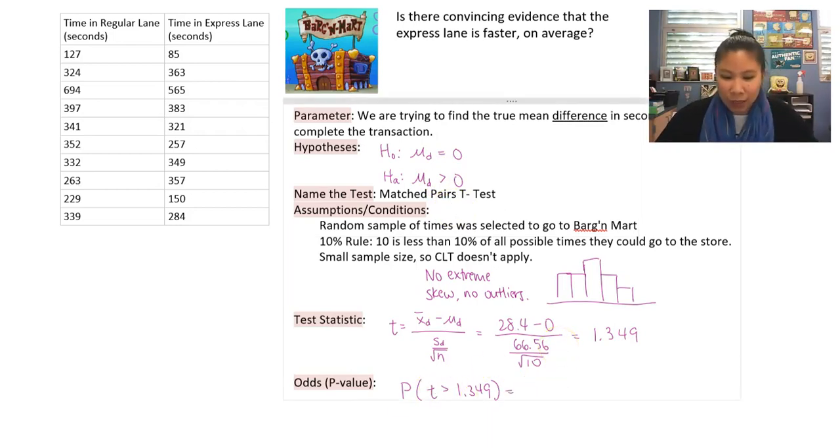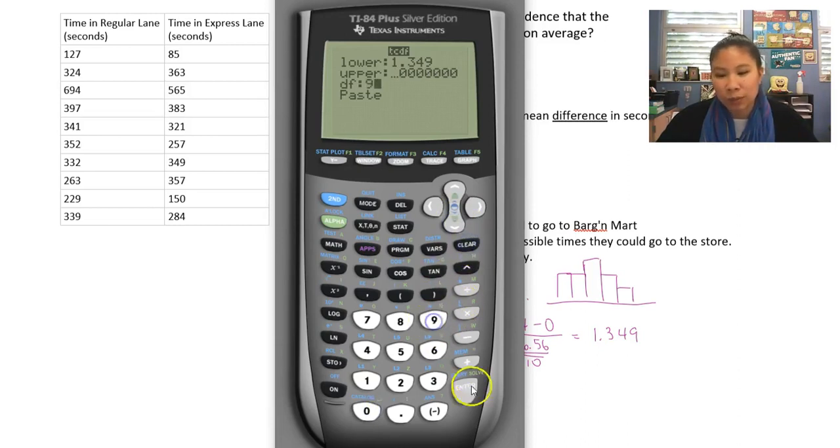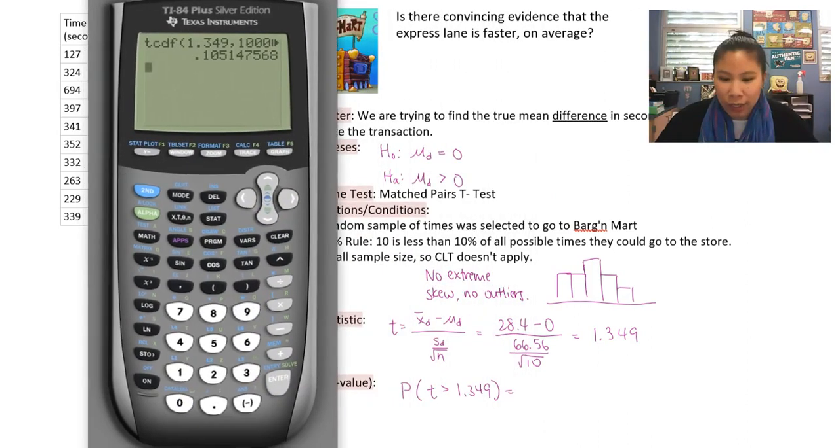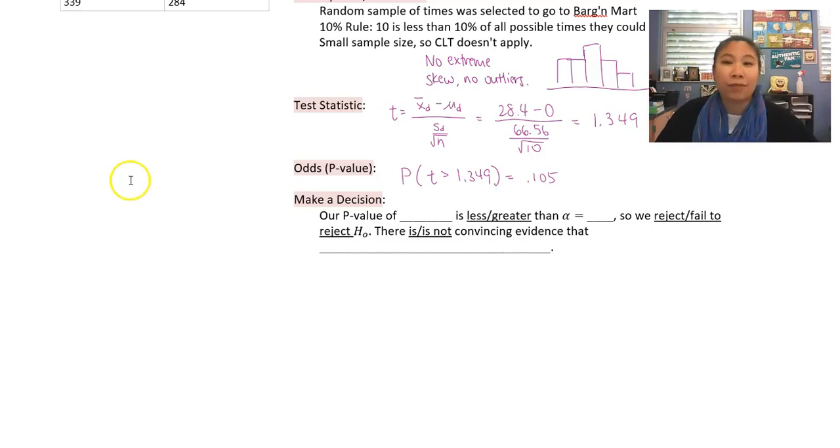So here, when I use my TCDF in the calculator, so second vars, number 6 is TCDF. This time I want 1.349. My upper is going to be 100,000, just some giant number. Degrees of freedom here, n was 10 minus 1 would be 9. Paste, paste, paste. So we get 0.105 as our p-value.